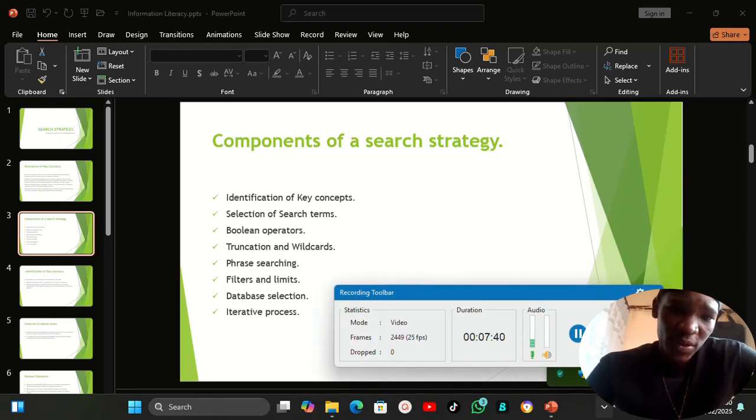I hope most of you understood the two main concepts that I've started with among the components of a search strategy, which are the identification of the key terms and the selection of such terms.